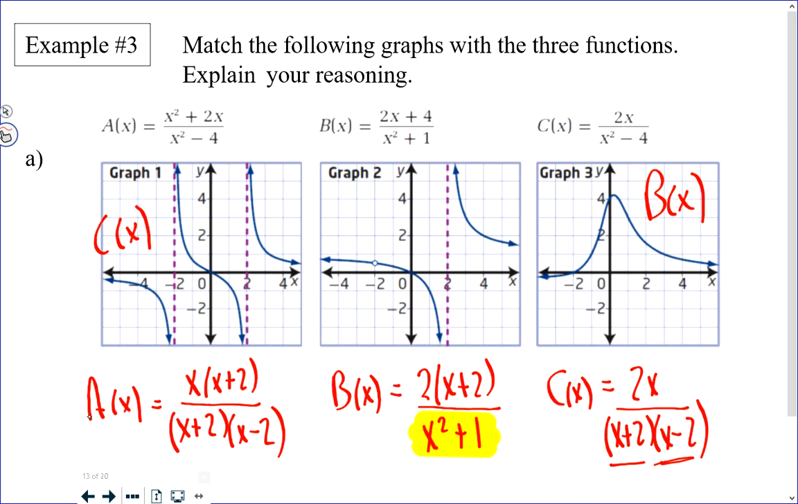When you take a look at a of x, there is a non-permissible value at 2, and the x minus 2 that produces that non-permissible value doesn't cancel, so you get a vertical asymptote at 2. And we have a non-permissible value at negative 2, and because the x plus 2, which creates the non-permissible value of negative 2, does cancel, we get a hole, and that means that the middle graph is a of x.